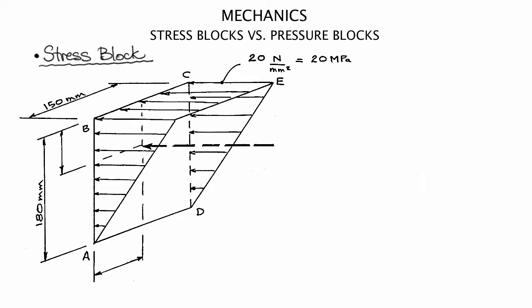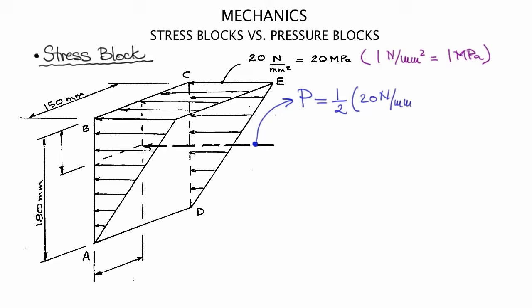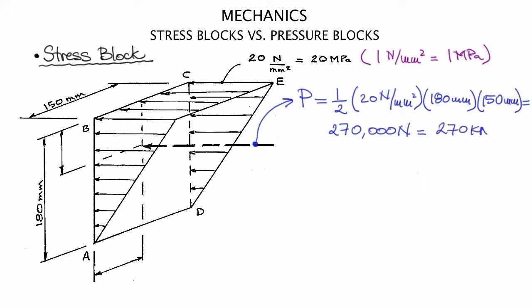As you can see, the intensity of the stress is 20 newtons per millimeter square, and that equals 20 megapascals in SI units, because 1 newton per millimeter square is equal to 1 megapascal. Again, we can calculate the magnitude of the equivalent concentrated force as equal to half of the area of the side triangle multiplied by the depth, the distance BC, for example, and that would give us a total of 270 kilonewtons for the equivalent concentrated force.